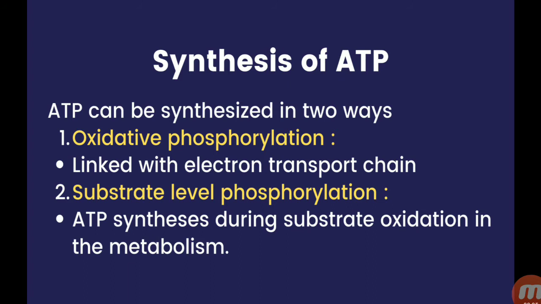So when we see the first one, that is oxidative phosphorylation, it is mainly linked with the electron transport chain. In this, there is a production of ATP from the oxidized NADH and FADH. It is also a major source of ATP in aerobic organism.